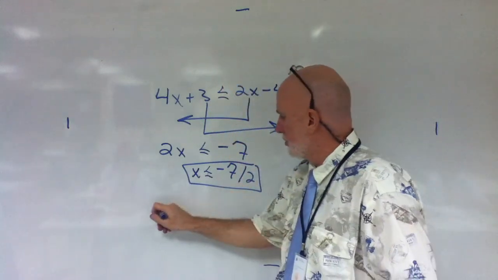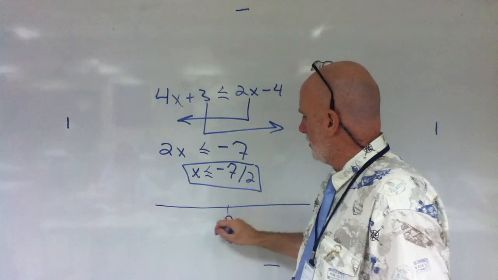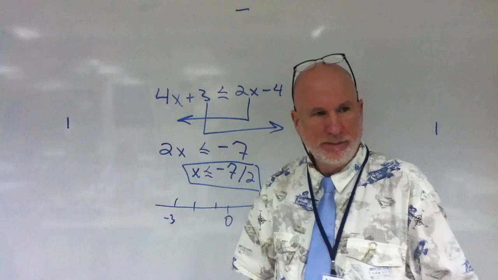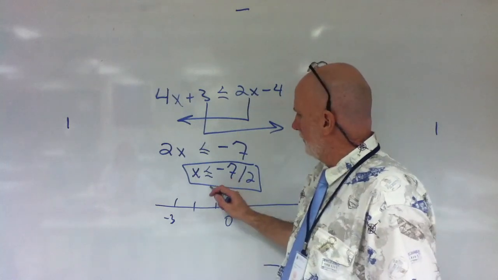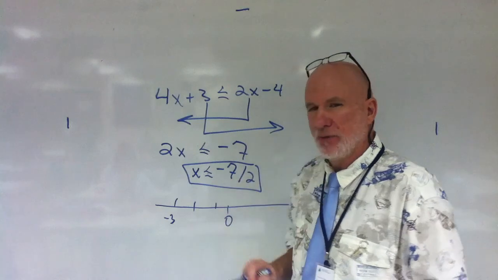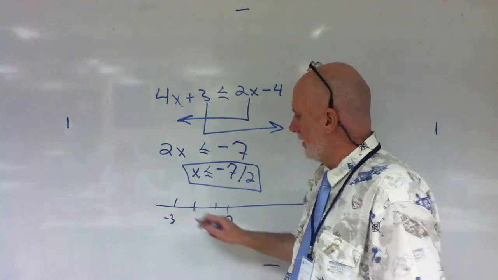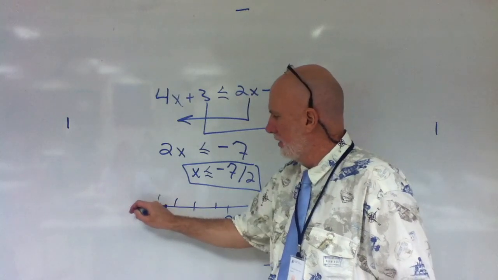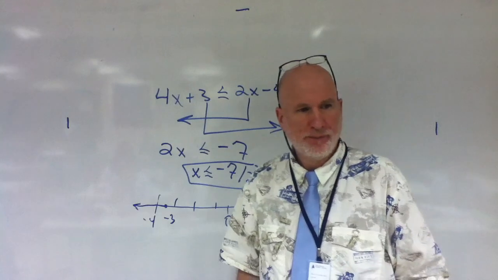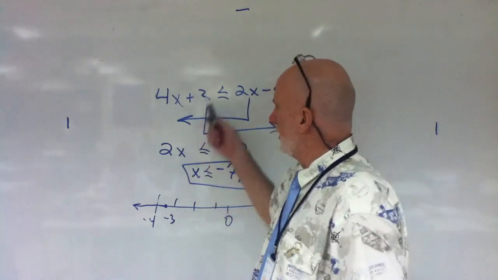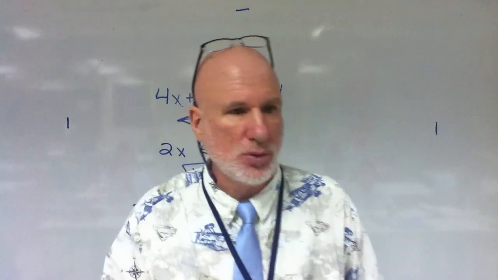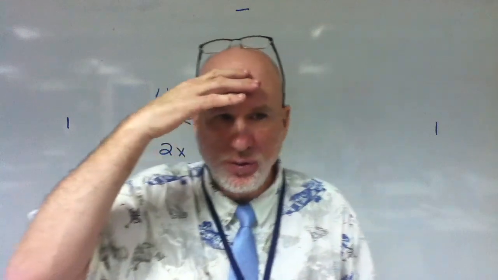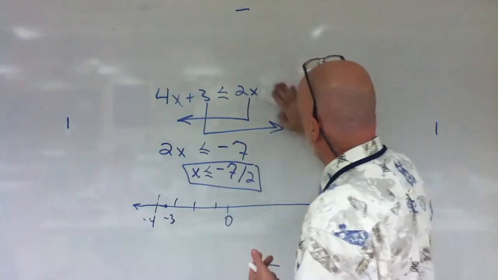So the graph of this answer would be, that's 0, that's negative 3. And negative 7/2 would be 3.5, right? So it'd be right here, closed circle, and then this way. Would you agree? So when you're solving an inequality, you use the same rules as if you're solving an equation. So in section 2, you're just solving simple things.